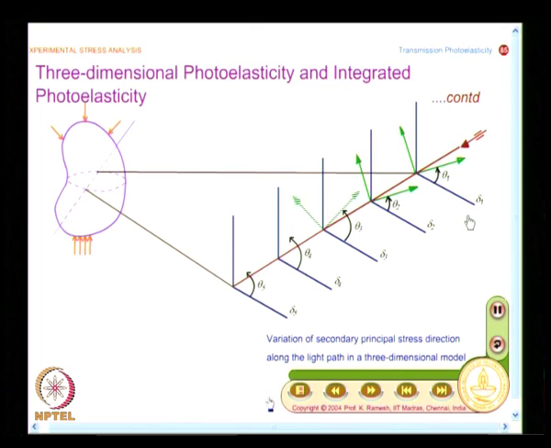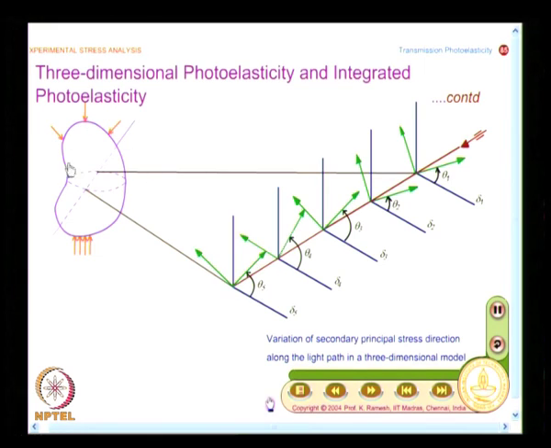And whenever you face a problem like this, mathematicians first try to solve the problem by looking at simpler cases. In one case, I may have a thick model, but the stress distribution is such the principal stress direction does not change over the thickness, only the magnitudes vary. This is one type of problem. There could be another class of problem where the magnitude remains same, but there is a rotation of the principal stress direction along the light path. And problems of this nature, people have found out even analytical solution, how to go about and evaluate the stress distribution.